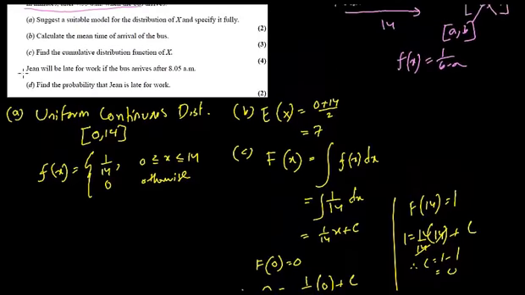The next question: Jean will be late for work if the bus arrives after 8:05. Now you have to understand, one is when the bus is coming, and the other is the random variable, which is time after 7:55 a.m.